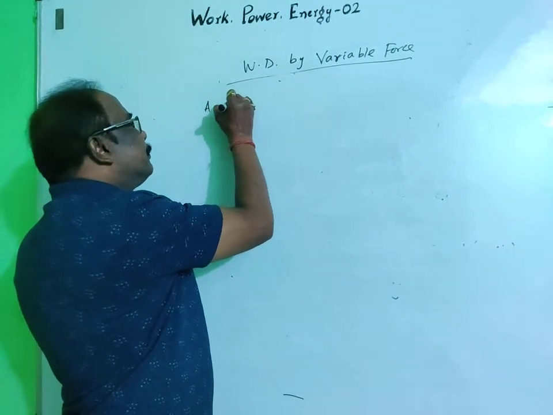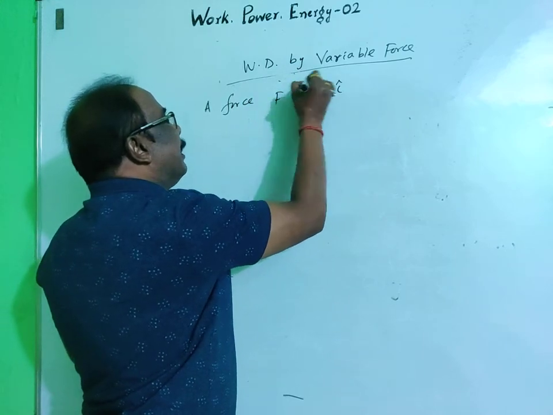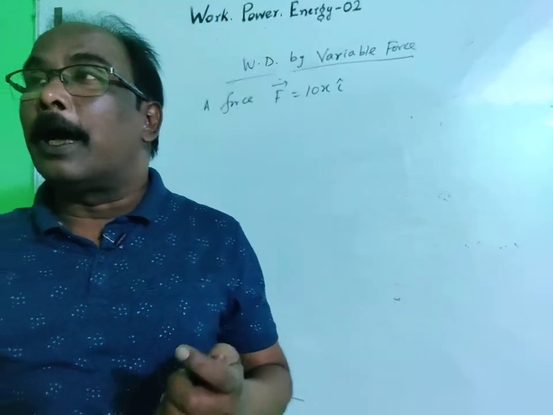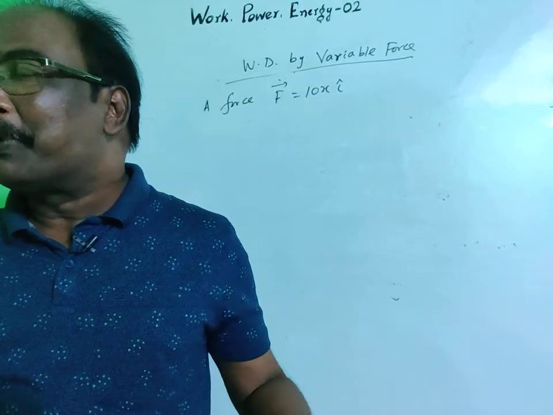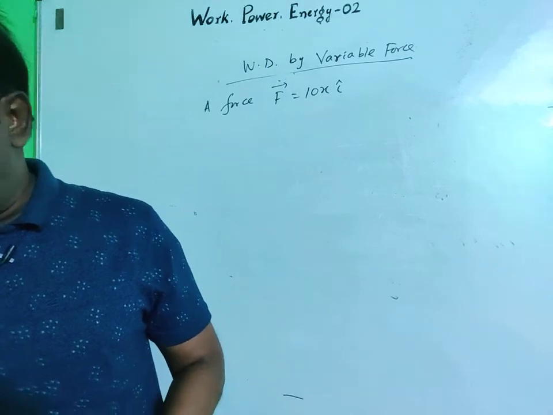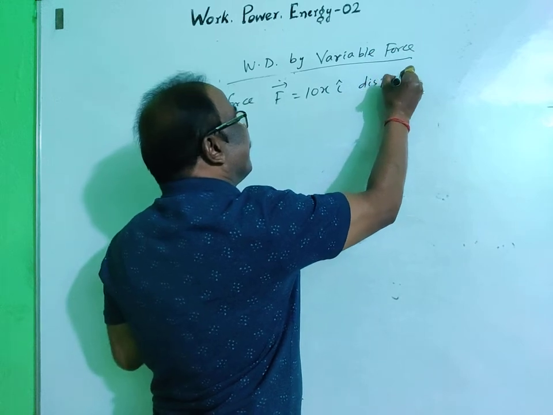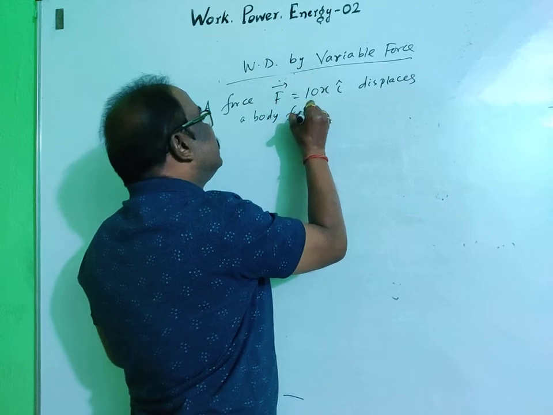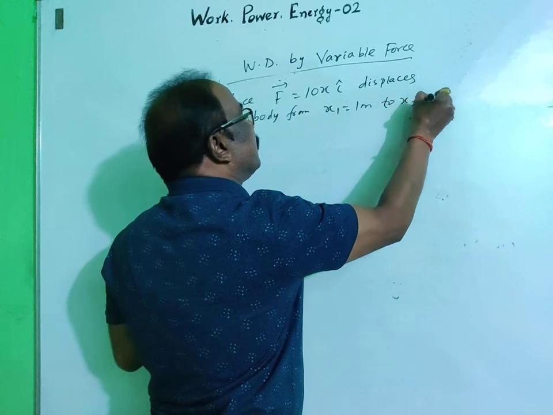A force F is equal to 10x i cap. 10x i cap means force is acting along x-axis. i cap shows direction of force. Direction of force is along x-axis. Okay. Displaces a body from x1 is equal to 1 meter to x2 is equal to 2 meter.